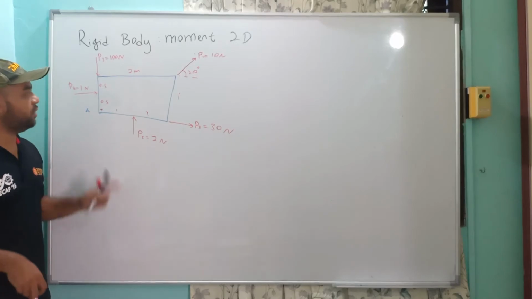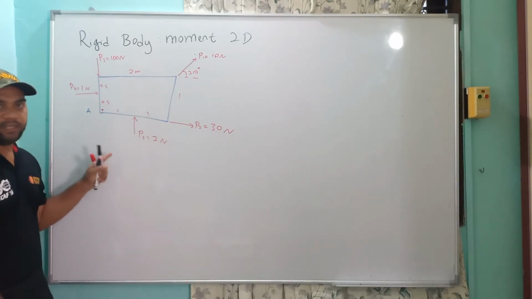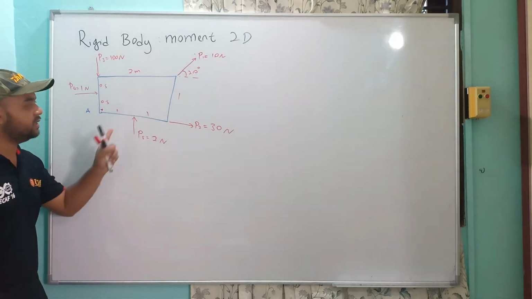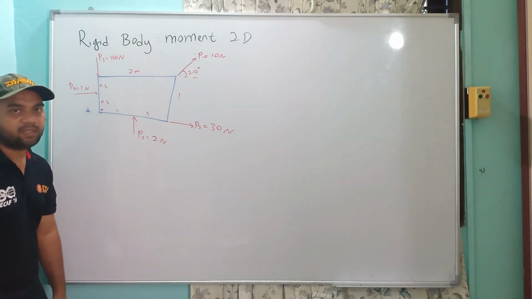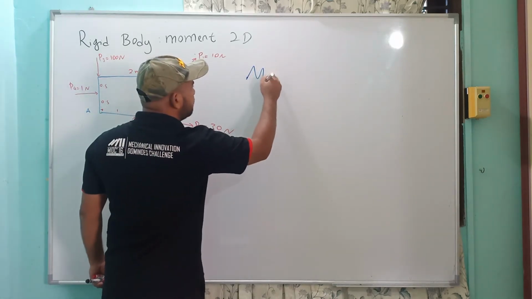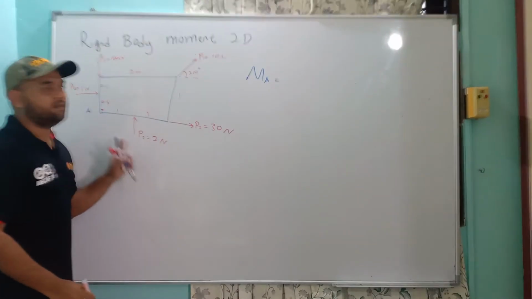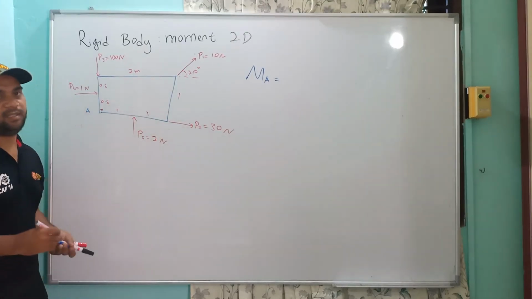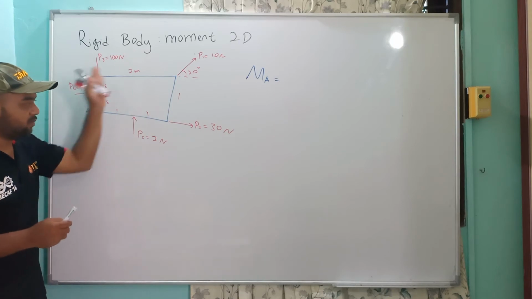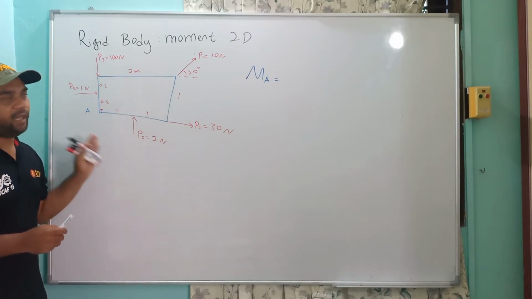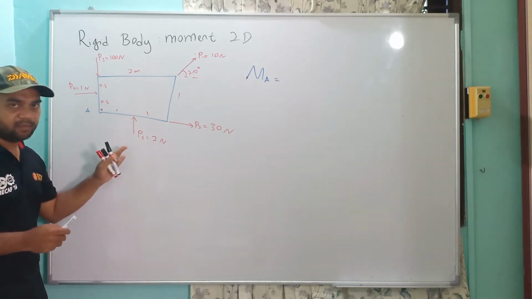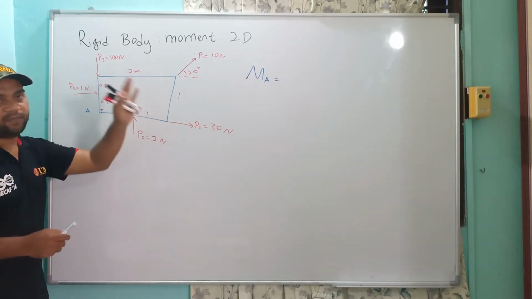Okay, so let's see this one. What happens if we have one rigid body, but we have several forces acting on that rigid body? So the question is, what is the moment about point A because of all these forces? Okay, so the way is we have to treat it one by one and add up together, and we have to put the direction, and then we add up together, we will have the moment.